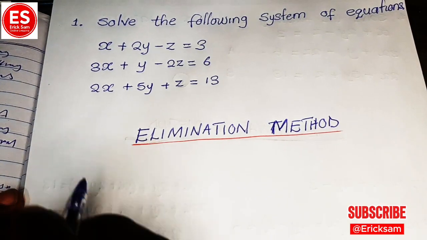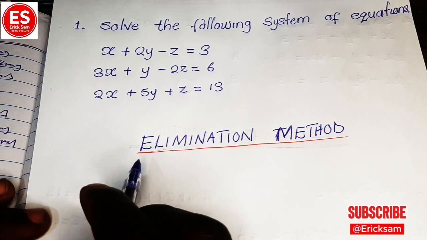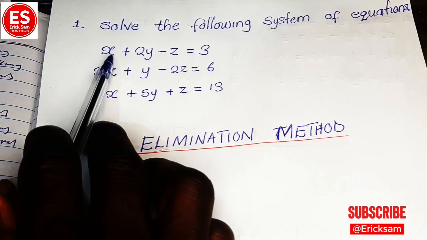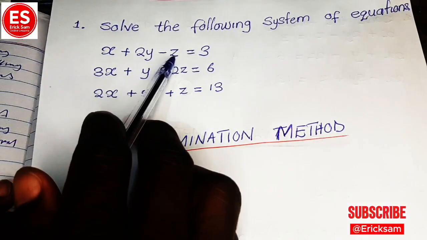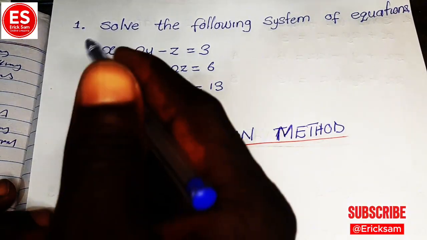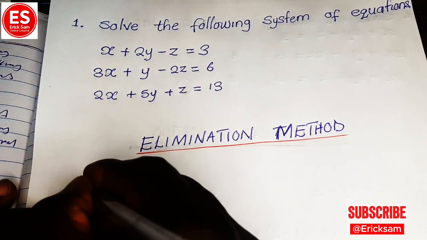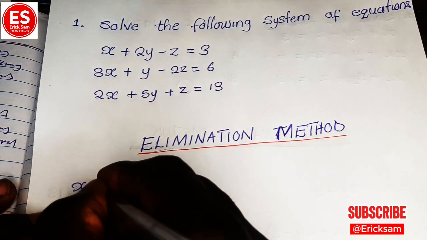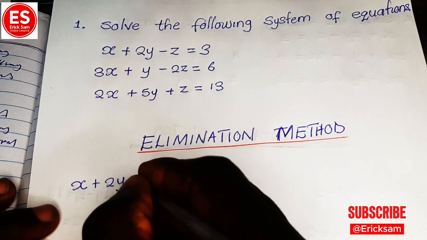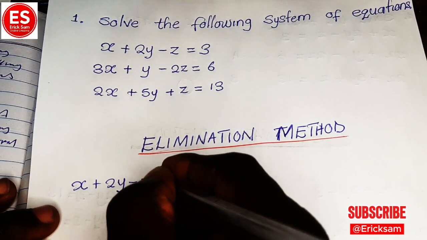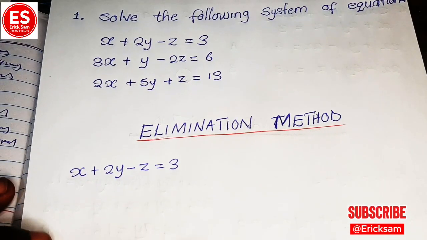Using the elimination method, also known as substitution elimination, we are going to pick one equation, the one with the lowest coefficients, the first one. So we pick the first one: x plus 2y minus z is equal to 3. That is the equation that we picked.